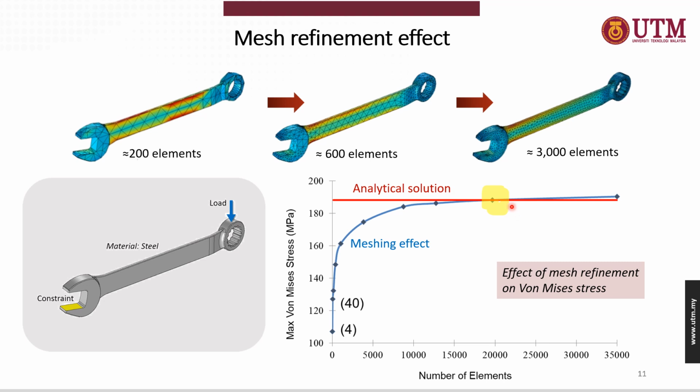So the question here is, how fine is fine enough? Why 3000? Why not 2000 or 5000? So what is the optimum mesh size to be used? For this example, it is easy because you can see that the closest to the analytical solution is here, which is I think almost 20,000 elements. So this is called a mesh convergence study.